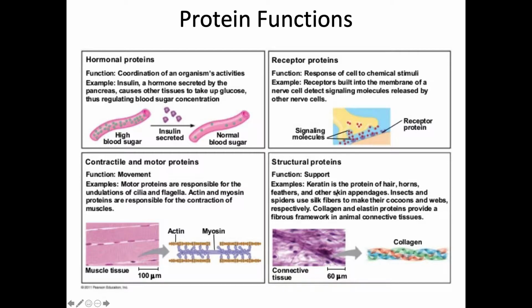So the last function of proteins is that it can act as a structural component. Keratin, your hair is made of keratin. It has to be strong, so it's made of these proteins. And then also collagen that is underneath your skin in your connective tissue. Those are for support. Those are for structure.